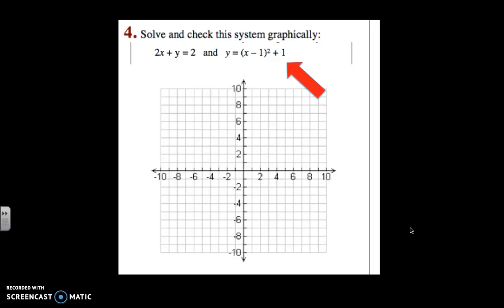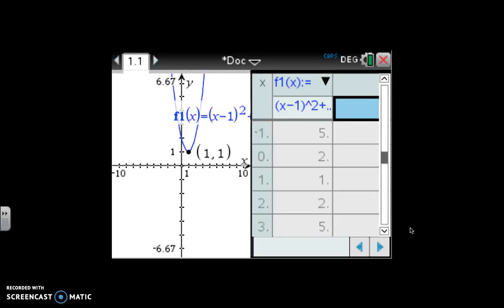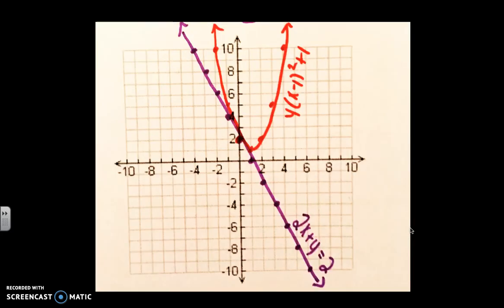To graph the parabola, again, we're going to use the calculator. So here's what that looks like. I analyzed my graph to get a vertex of 1, 1. And then here's just a snippet of the table. There is actually one more point I think you can plot other than those. And that looks like this.